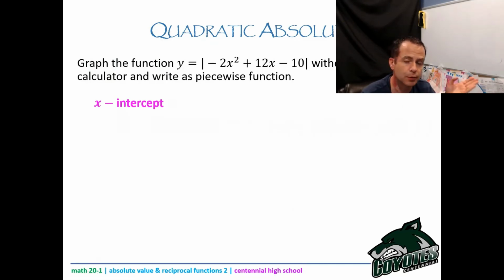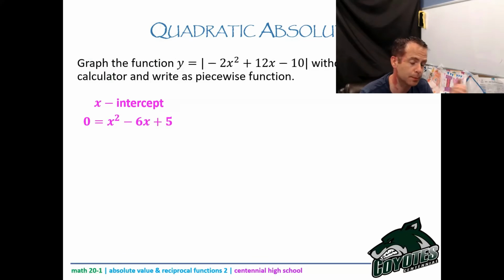So 0 equals negative 2x squared plus 12x minus 10. Reminder, I don't have to use the absolute value brackets for the x-intercept because the x-intercepts are invariant points, so the same on the original as they are on the absolute value, okay? So I can divide everything by negative 2, which is what I've done here. I have written it as 0 equals negative 2x squared plus 12x minus 10, and then divided everything by 2. So that gives me positive x squared, negative 6x, and positive 5.